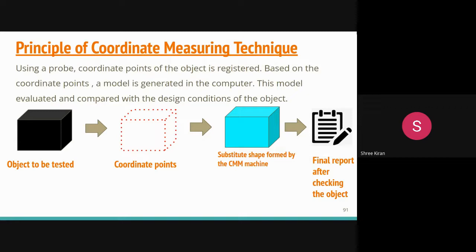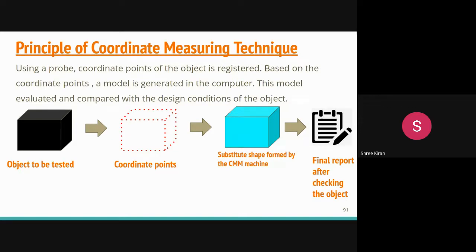In the case of a coordinate measuring machine, CMM, it is a sophisticated measuring device used to determine the geometrical characteristics of an object operating in three-dimensional space.